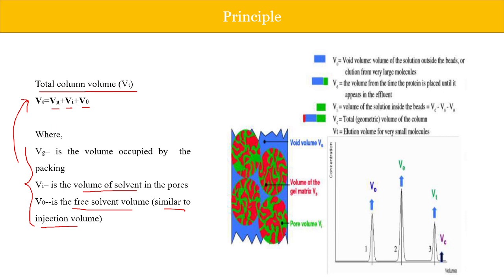Okay, so VT, I am repeating another time, is the summation of number one, the volume occupied by the packing; number two, the volume occupied by the solvent within the pores; and the third thing is the free solvent volume, which is similar to your injection volume, the volume if we assume that all the protein molecules pass through without being taken up by any of the beads.